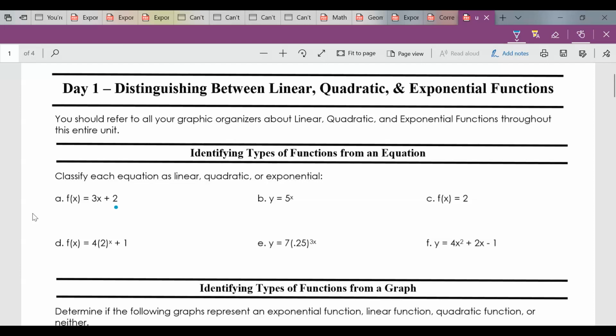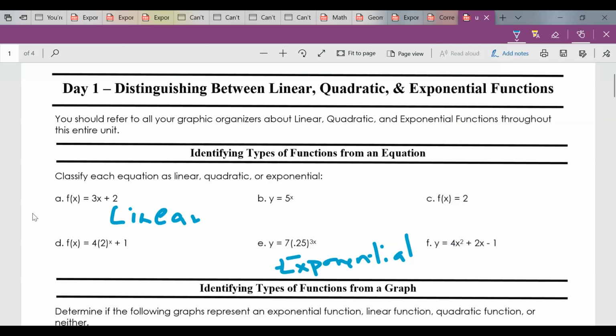So I'm going to look at a couple of these with you. Let's start with A. It just has an x, and that tells me that I have a linear function. Let's skip down to E. If I look at it, the x, or the variable, is located in the exponent, and that would make it exponential. Okay?